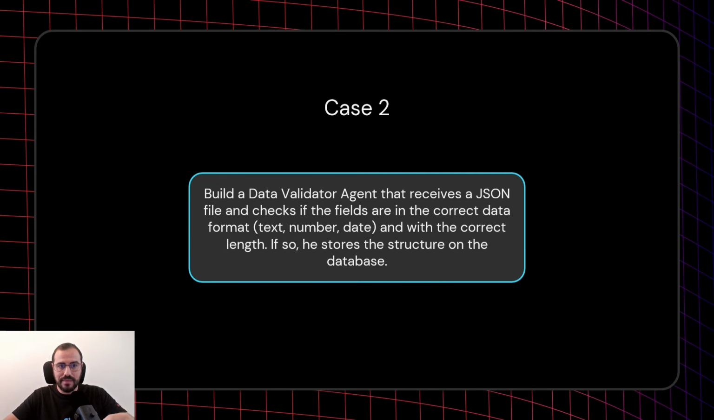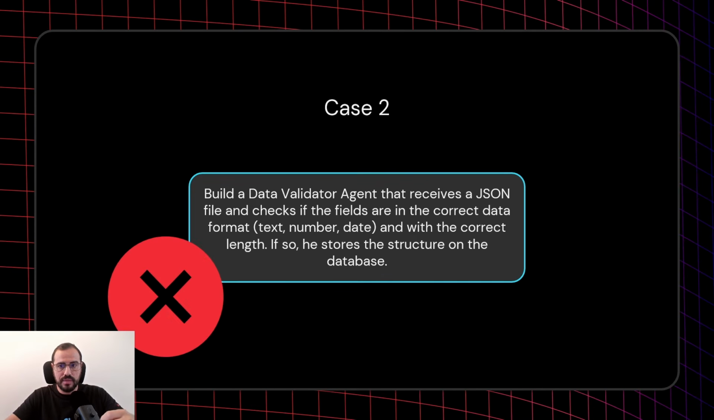If you answered that this is not an AI use case, again, you are right. And the biggest reason is that all of the actions that we are asking the agent to do are deterministic. So let's see. For you to check if a certain attribute has the correct data format, you have lines of code that can do that. Check if it is a text, check if it is a number, right?